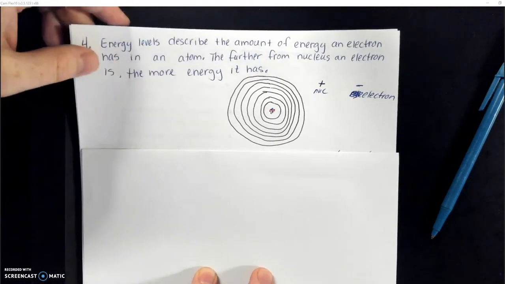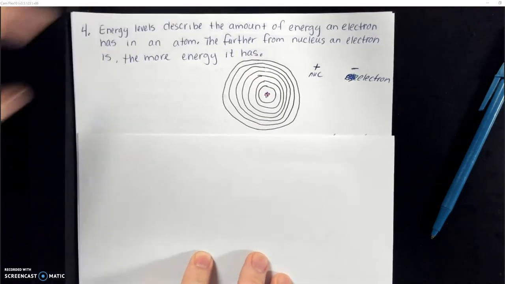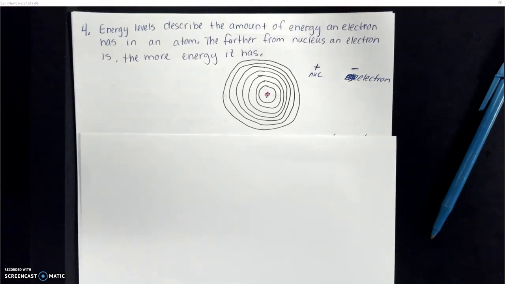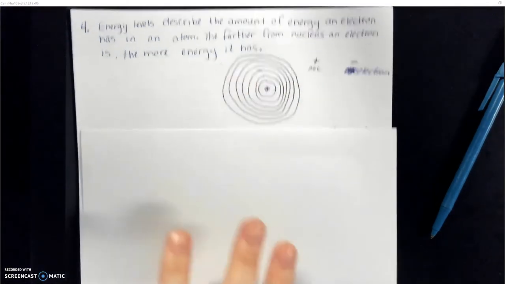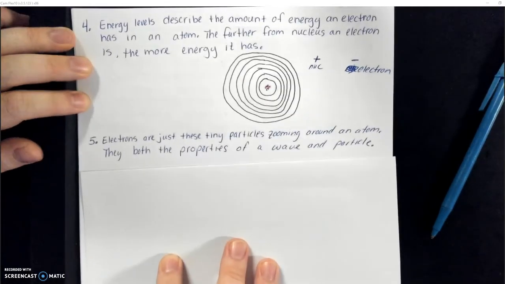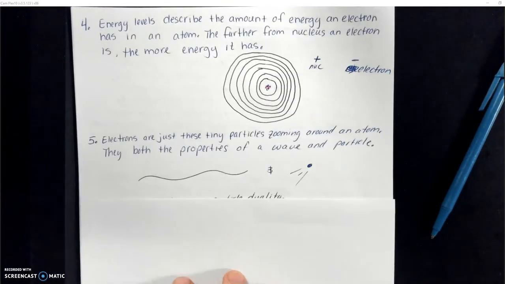Okay. Now, this was a very nice, introductory model of the atom. The atom is actually very, very, very complicated. It's way more complicated than just these energy levels hanging around it. That is because the electron itself is very complicated.